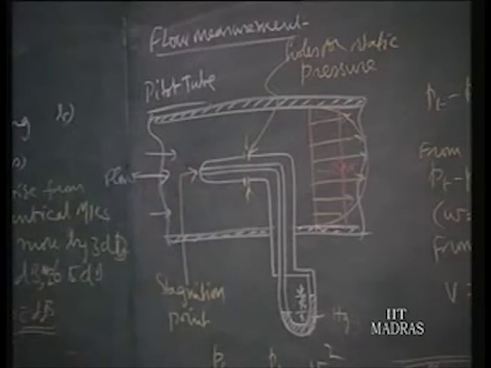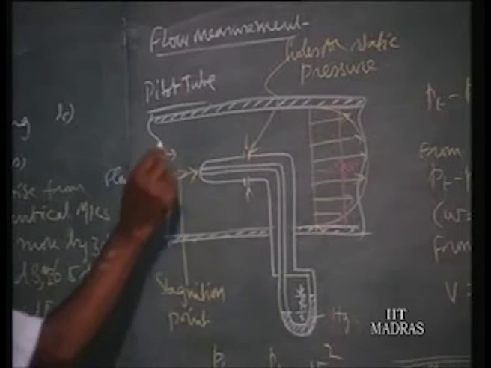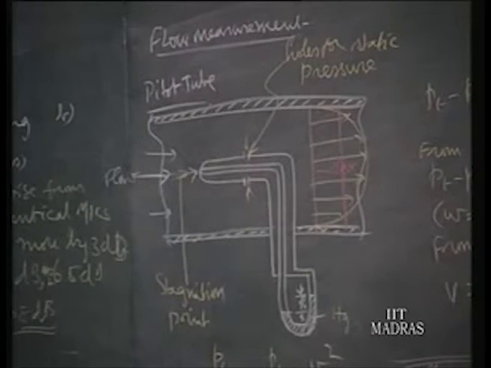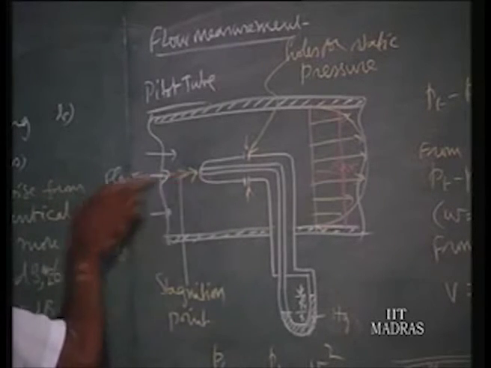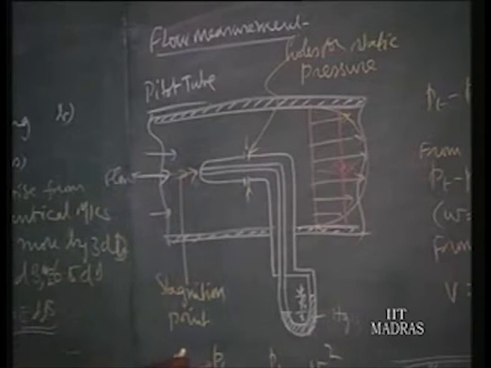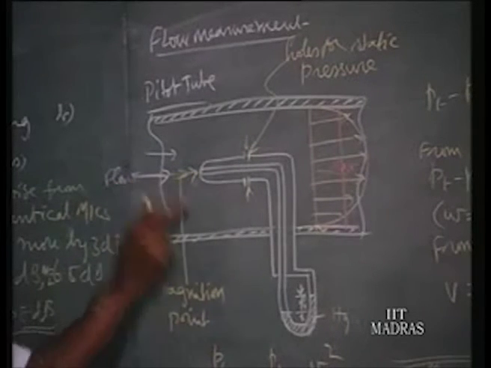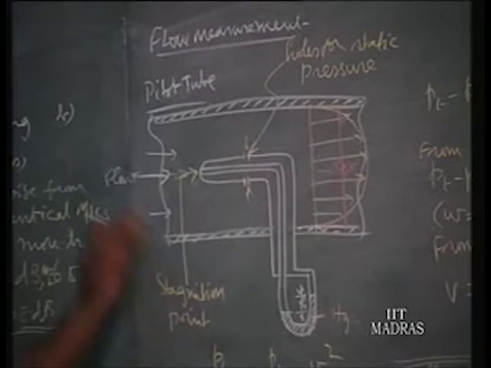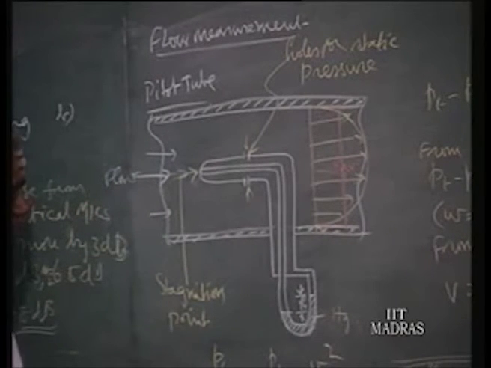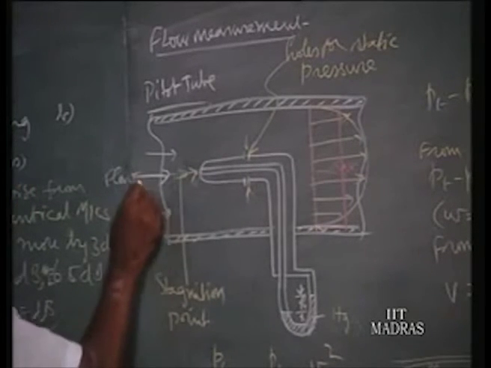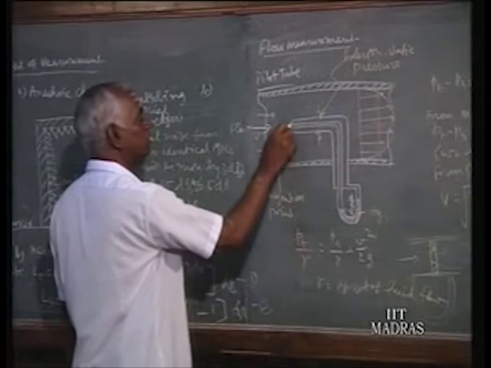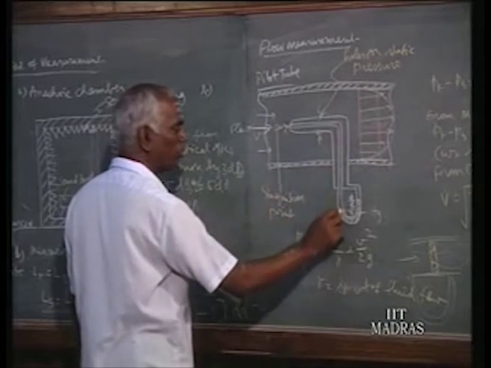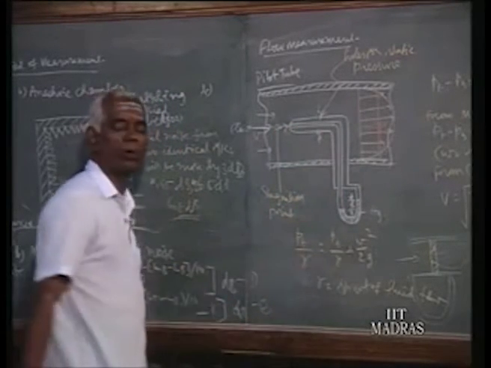Here at the stagnation point, both the velocity head as well as the static pressure will be available, because velocity becomes 0 and the static pressure is already there. So, total pressure Pt by gamma, where gamma is the specific weight of the gas or liquid, whatever flows. Pt by gamma, that pressure head, is equal to Ps, the static pressure, by gamma plus V squared over 2g, where V is the velocity of the flow. This is the total head available at the stagnation point, that is taken through a tubing to the manometer, where you have a mercury manometer.